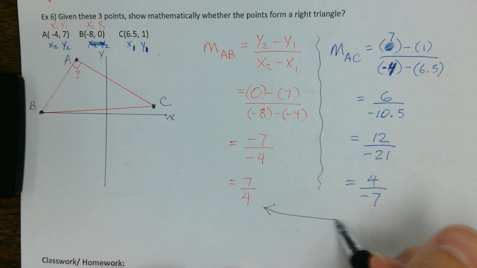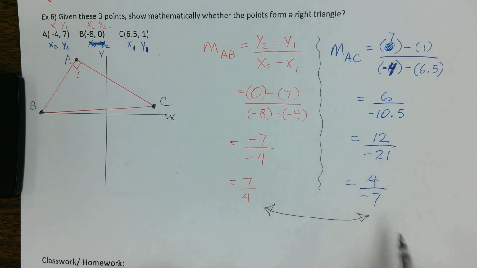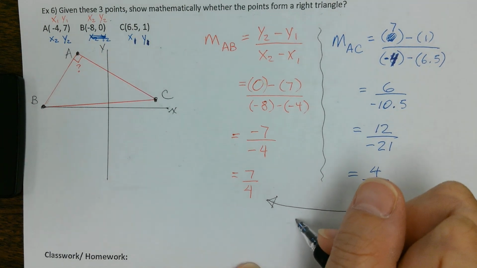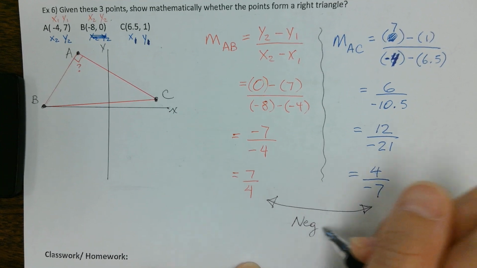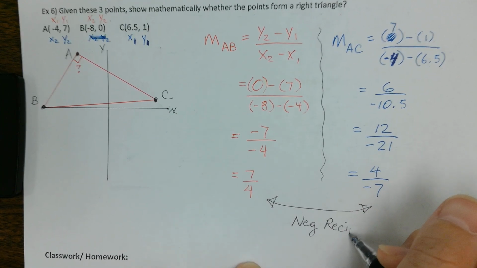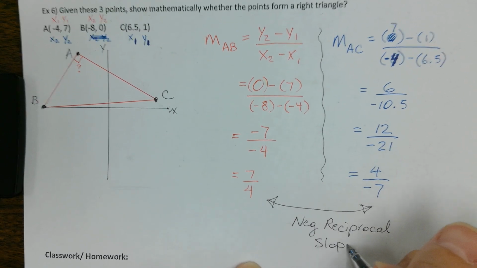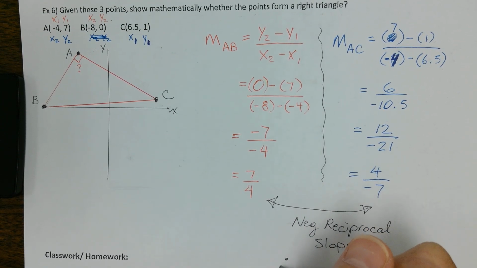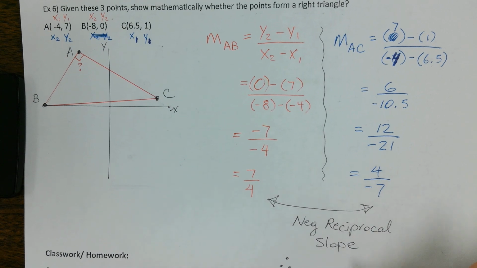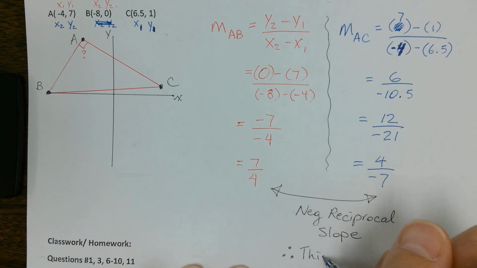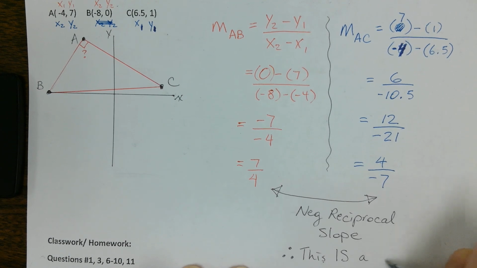Now when I compare them, what do you notice? Why? Because they are negative reciprocal slopes, which means that they are perpendicular, which means this is a right triangle.